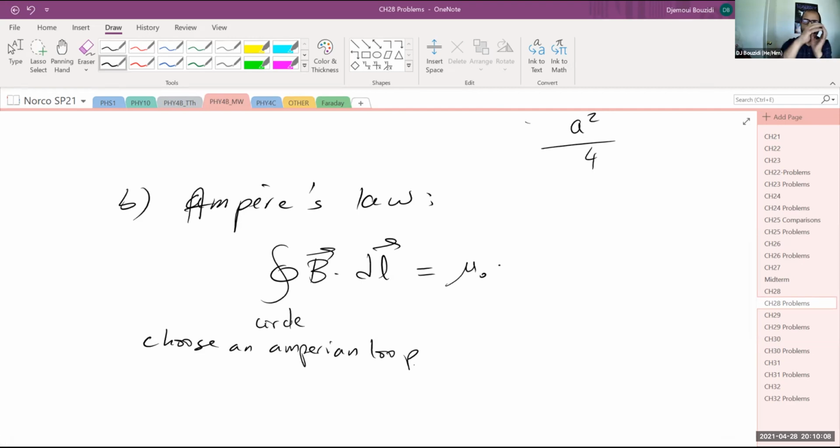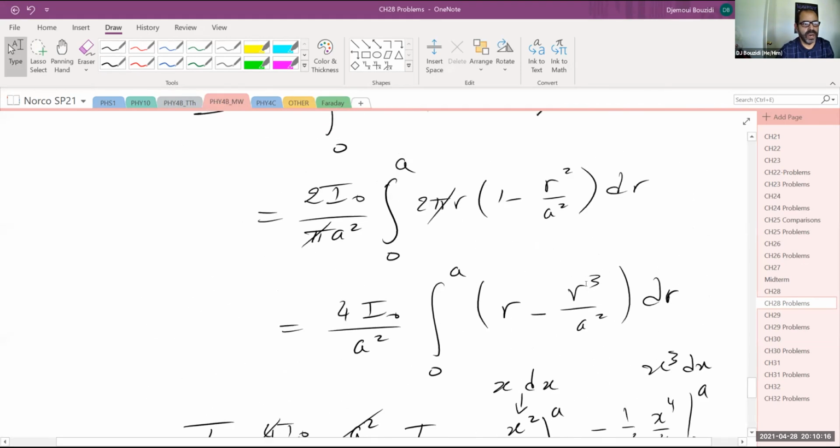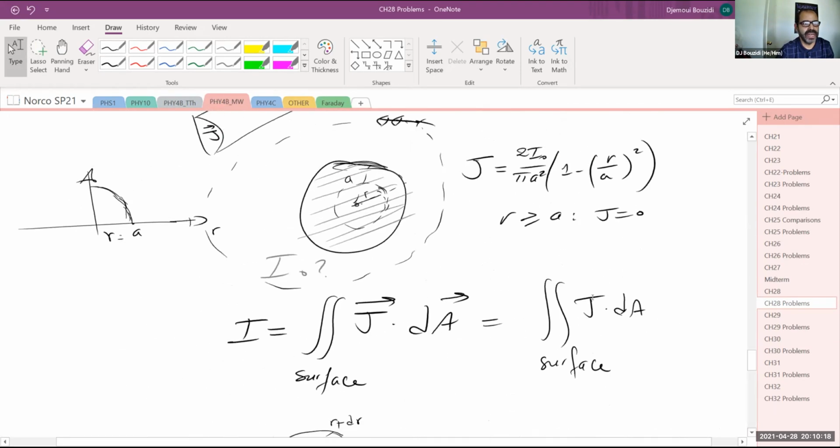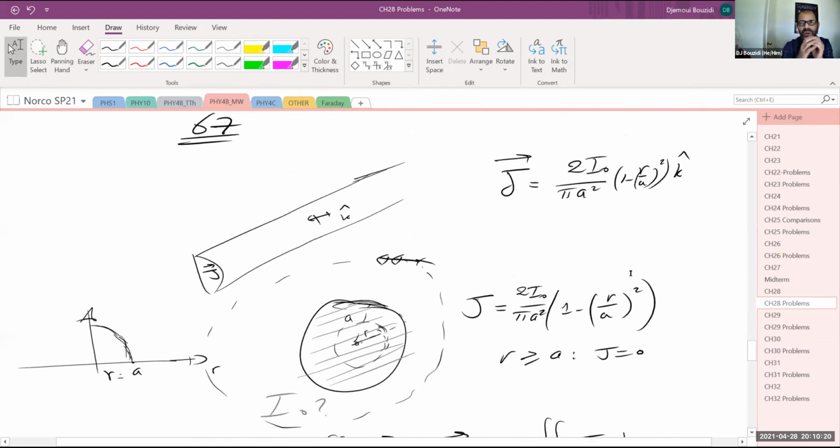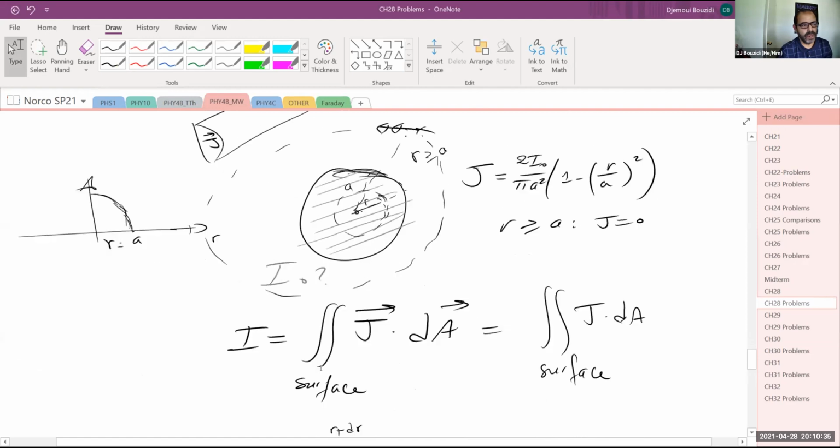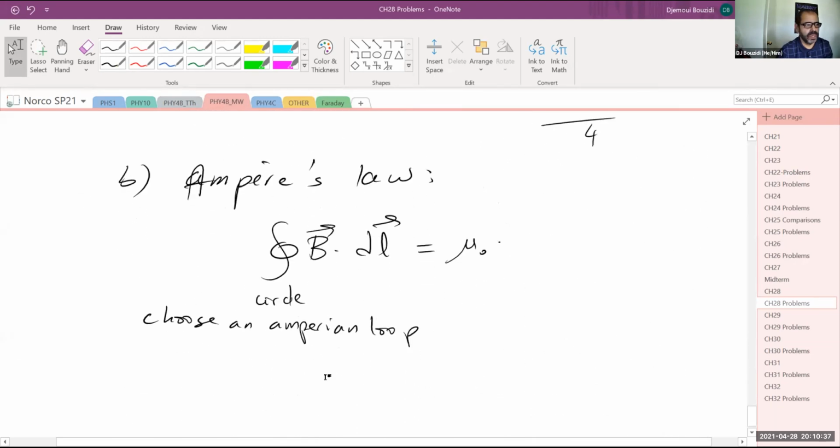Because if I spin the wire one way or the other, the current density does not change at all, because it depends only on r. It doesn't depend on the angle theta at all. So if I spin it one way or the other, it doesn't change. Therefore, I expect the magnetic field to be the same value at any distance r greater than or equal to a, as long as I'm on the same circle. And I chose the Amperian loop to be a circle for that purpose.